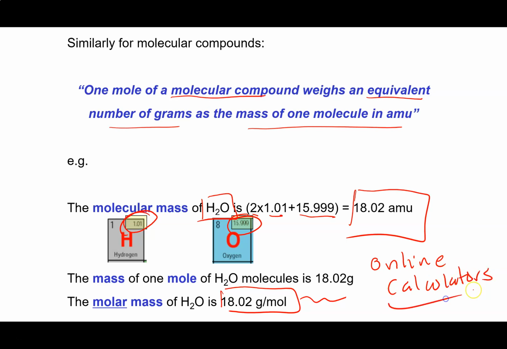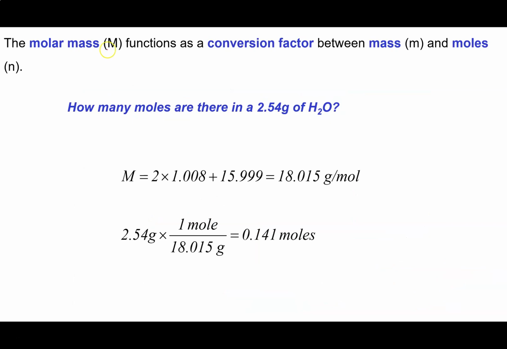Now you guys know that there are a lot of online calculators, so it's always well worth checking one of those. I have one bookmarked, put my formula in, hit enter, and it calculates the molar mass for me of whatever I'm interested in. So the molar mass, as I said, is often given the symbol uppercase M, and it can function as a conversion factor between the mass in grams, which we normally indicate with a lowercase m, and the number of moles of a substance, which you'll remember from the ideal gas law chapter, we indicate with the symbol n.